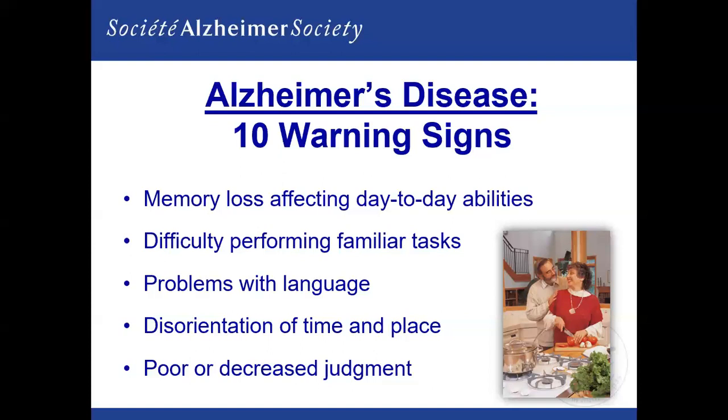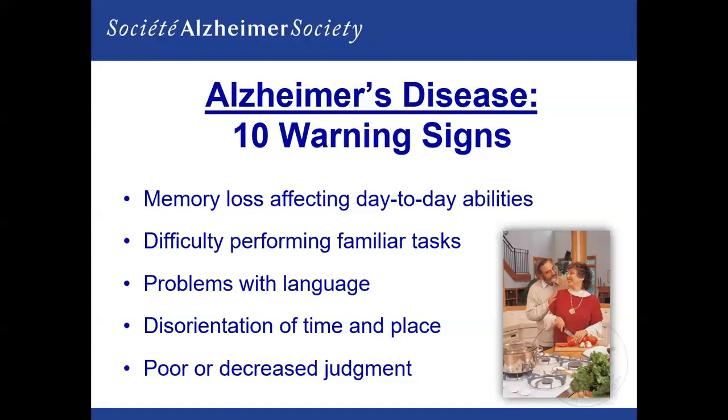Problems with language. So we can all have a difficult time sometimes finding the right word to express what we want to say. This can be normal. But for a person with Alzheimer's disease, they may forget simple words and they may forget them more often, or they may substitute words in that don't really fit the context and make things more difficult to understand. So for example, someone might say, could I have a slice of coffee? And what they mean is, could I have a slice of cake?